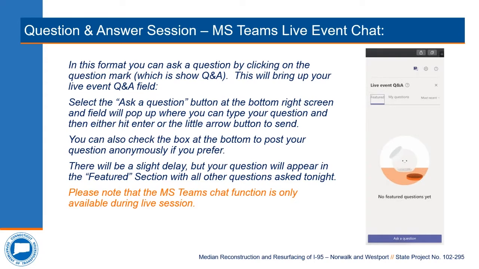Select the Ask a Question button at the bottom of the screen, and a field will pop up where you can type your question and then either hit Enter or the little arrow button to send. You can also check the box at the bottom to post your question anonymously if you prefer. There will be a slight delay, but eventually your question will appear in the featured section with all other questions asked tonight. Please remember that the MS Teams chat function is only available during the live Q&A session.